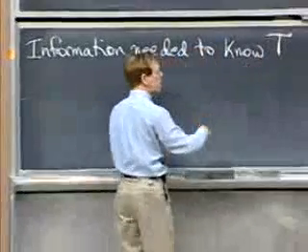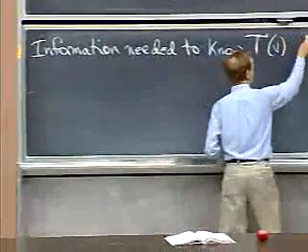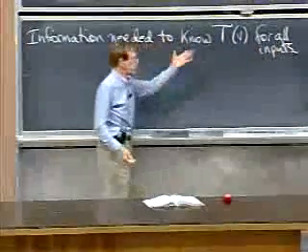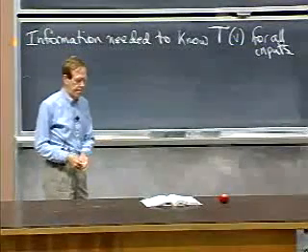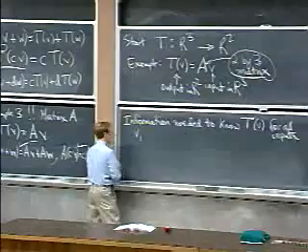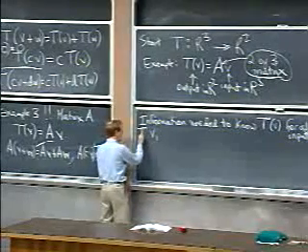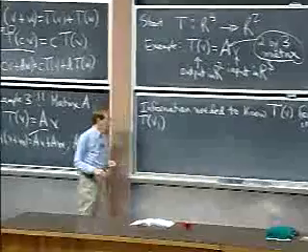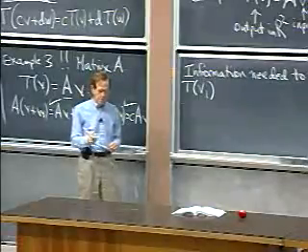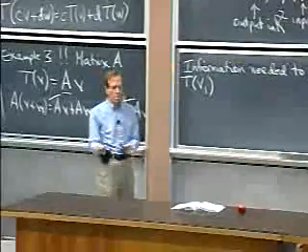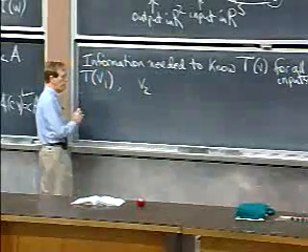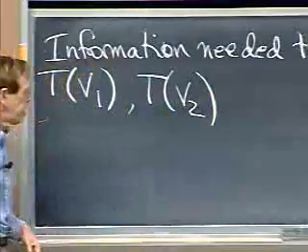By knowing T, to know T of v for all v, all inputs. How much information do I have to give you so that you know what the transformation does to every vector? Okay, I could take a vector v1, one particular vector, and tell you what the transformation does to it. Fine. But now you only know what the transformation does to one vector. So you say, okay, that's not enough. Tell me what it does to another vector. So I say, okay, give me a vector. You give me a vector v2, and we see what the transformation does to v2.